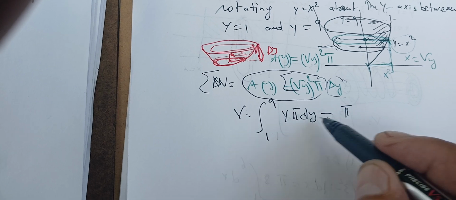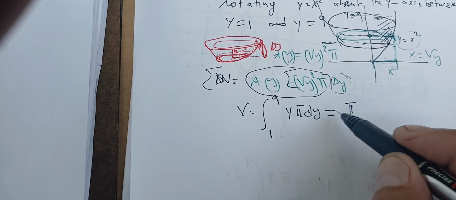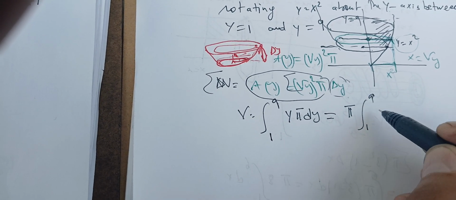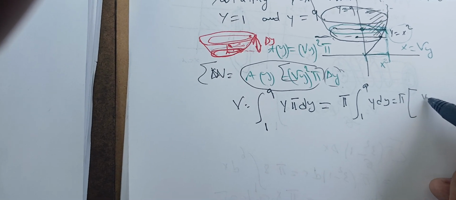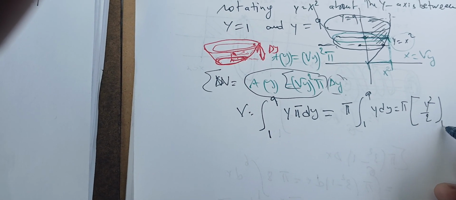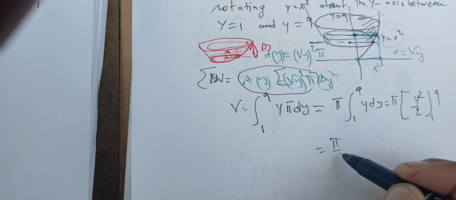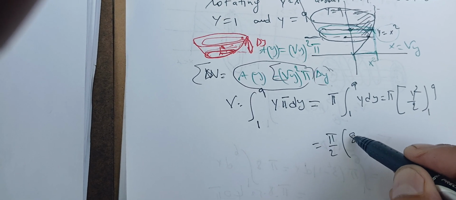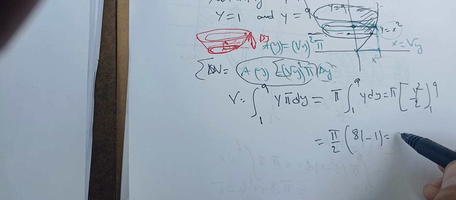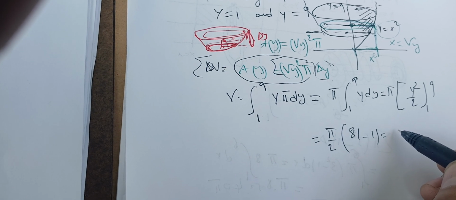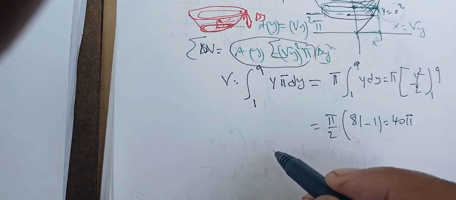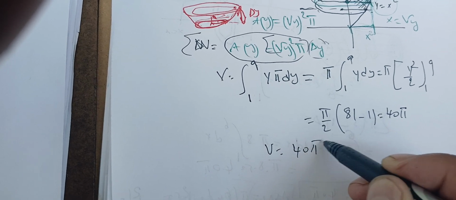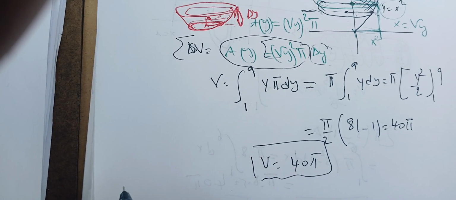Here pi is constant, and integrating y dy is gonna give me pi y squared over 2 between 1 and 9, and I obtain pi over 2 times 81 minus 1, which is 80. So 80 over 2, that's 40 pi. And this is the volume that I obtain, 40 pi.